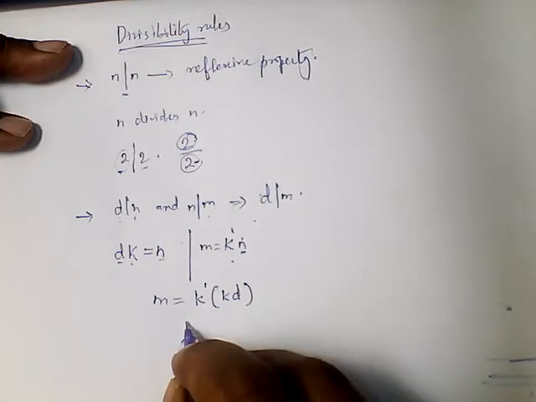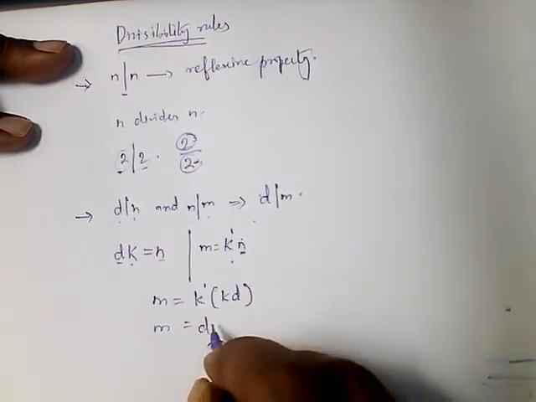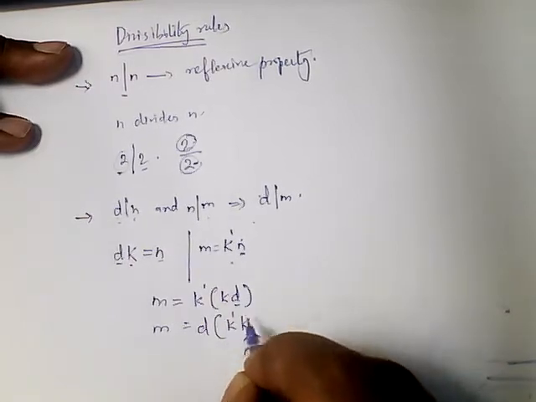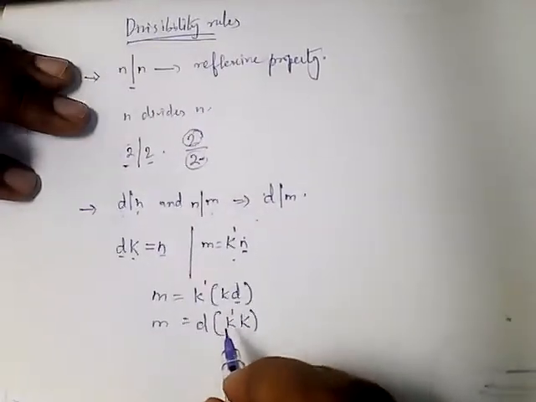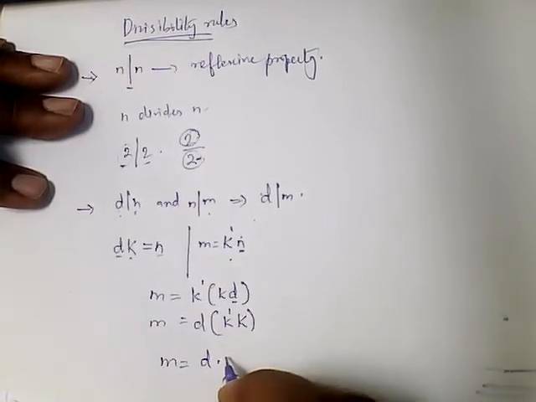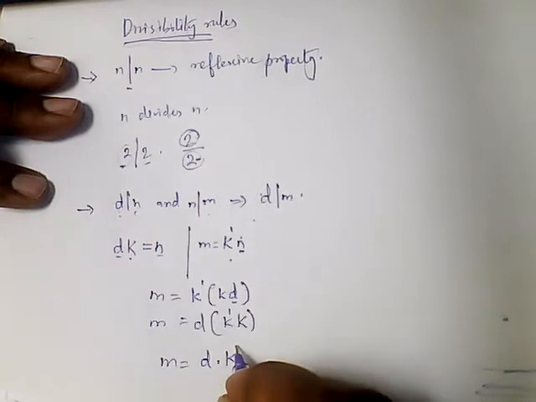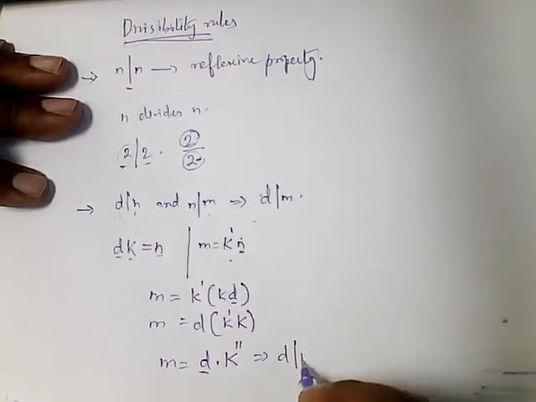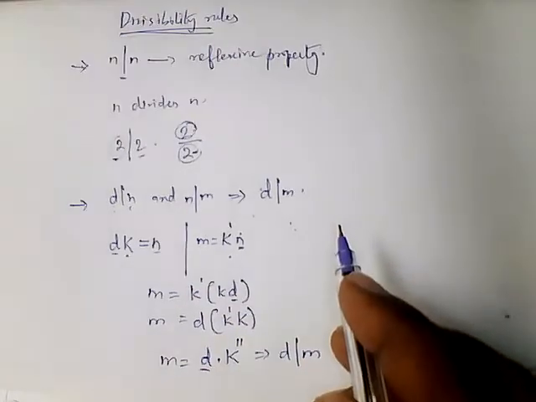Substituting the value of n, you will get m equal to d times the product of the two k's. As these two k's belong to the integers, we get d times some k'', for example, instead of the two k's I have written. From this we can say that d multiplied by some integer gives you m, so that implies d divides m. So we got this one. This is pretty much easy.